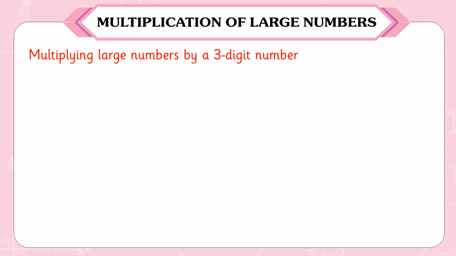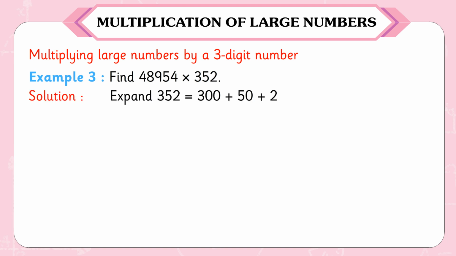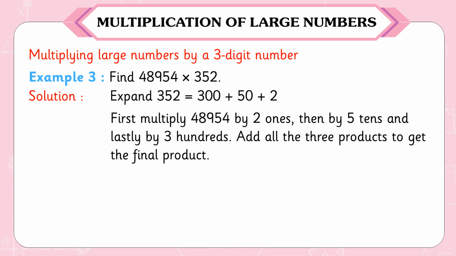Multiplying large numbers by a 3-digit number. Example 3. Find 48,954 into 352. Solution: expand 352 is equal to 300 plus 50 plus 2. First, multiply 48,954 by 2 ones, then by 5 tens, and lastly by 3 hundreds. Add all the three products to get the final product.